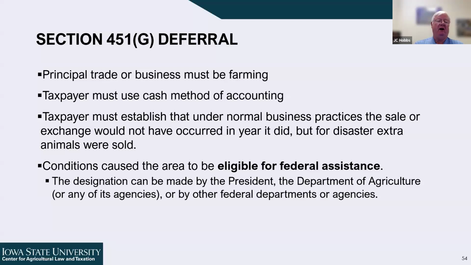So our principal business has to be farming. 50% or more of our income has to come from the farm. Again, they must use a cash method of accounting. Then we have to prove that, under our normal business practices, the sale or exchange would have occurred in a normal year, but due to the disaster, the animals were sold in a disaster year. We have to explain that the conditions caused the area to be eligible for federal assistance: a Presidential declared disaster area, the Department of Agriculture, the Secretary of Ag can also do this, or some other federal departments or agencies. All we have to do is prove that the area was eligible for federal assistance, a federally declared disaster area.